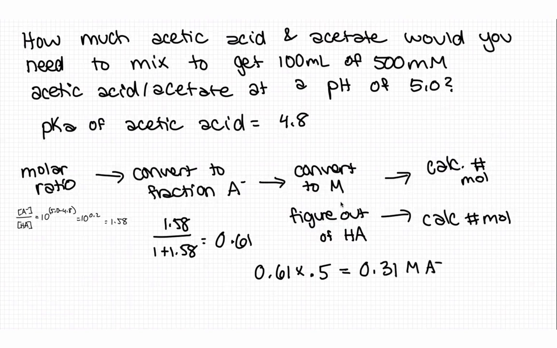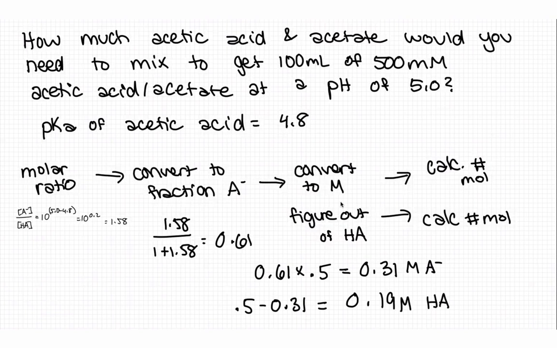What about our HA? Well, here we know that the total is 500 millimolar, or 0.5 molar. So we can just take 0.5 minus 0.31. And this is going to give us that the concentration of our conjugate acid, so of our acetic acid, is going to be 0.19 molar of HA. So that's molar, but we want moles.